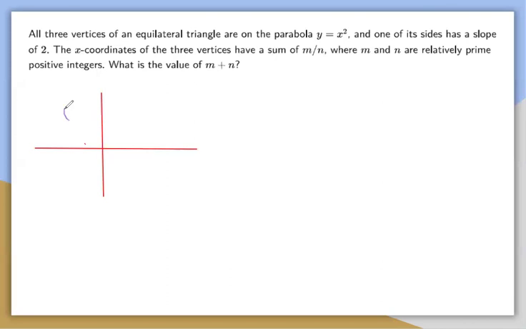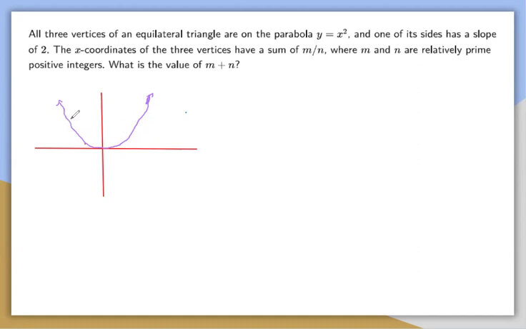Since this is y equals x squared, which is our basic parabola, let's try something like this. It's not really the best one, but at least it will do the job. Since we know there are three points, and we are told one of the sides has a slope of 2, it probably doesn't really matter where you draw those points, but if I choose one of the vertices of the triangle to be at the vertex of the parabola.